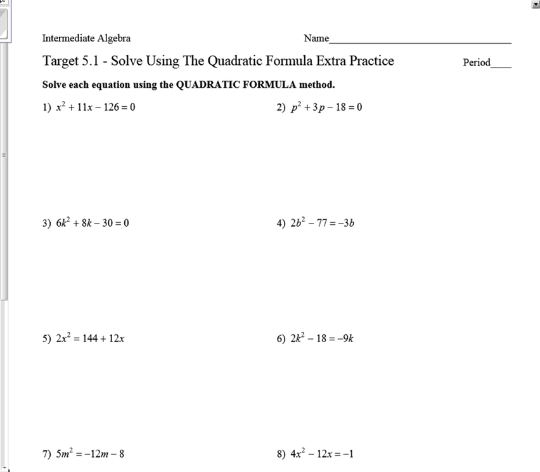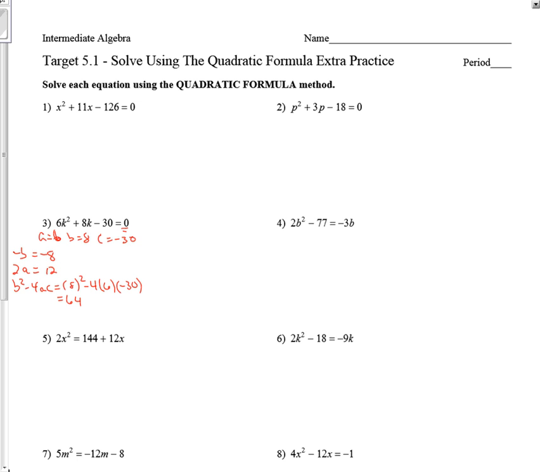Notice number 3 says equals 0, so it must be in standard form. So we can write A equals 6, B is equal to 8, and C is equal to negative 30. There's our A's, B's, and C's. We'll calculate the opposite of B, which is negative 8. We'll calculate 2A, which is 12. And we'll calculate B squared minus 4AC, which is 8 squared minus 4 times 6 times negative 30.